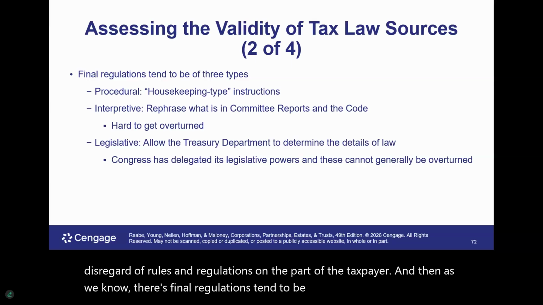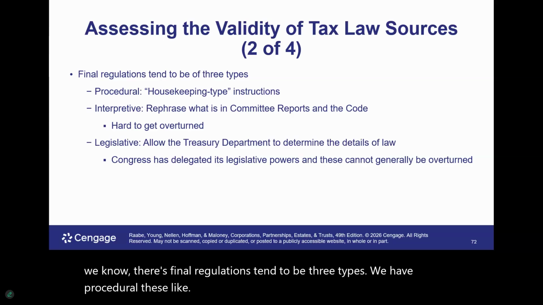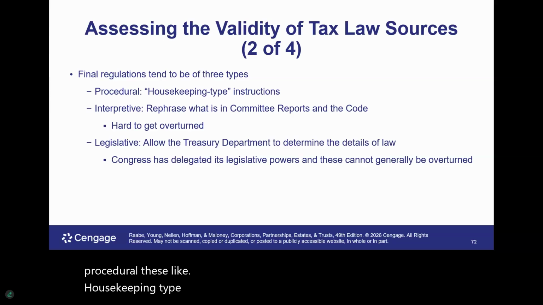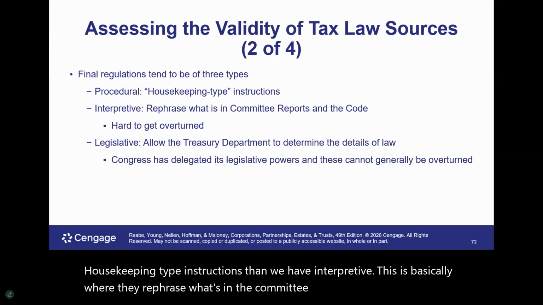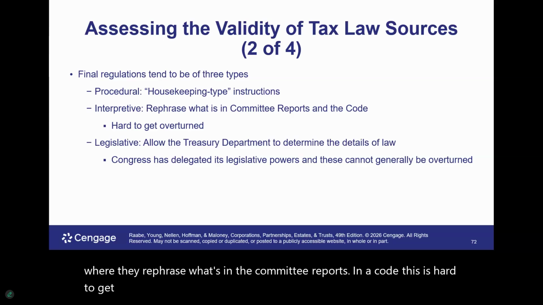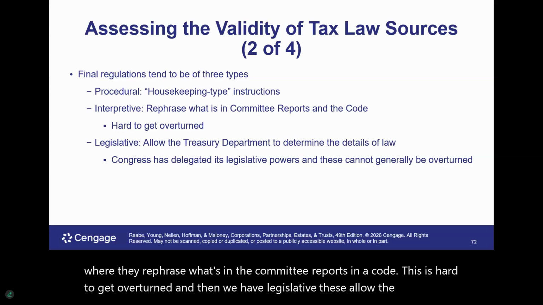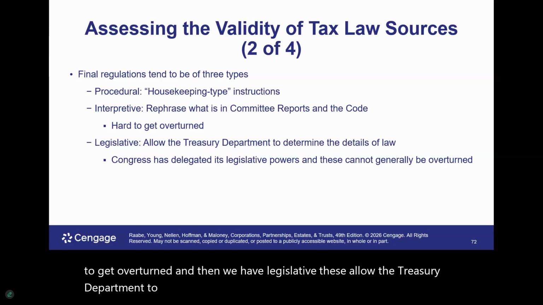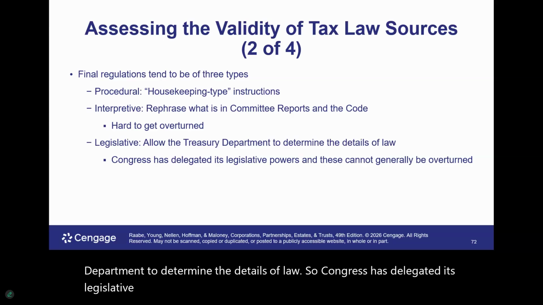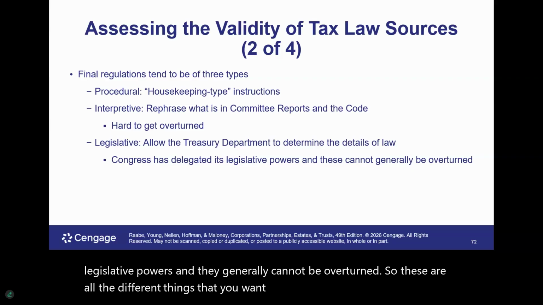We have procedural, these are like housekeeping type instructions. Then we have interpretive. This is basically where they rephrase what's in the committee reports in the code. This is hard to get overturned. And then we have legislative. These allow the Treasury Department to determine the details of law. So Congress has delegated its legislative powers, and they generally cannot be overturned. So these are all of the different things that you want to keep in mind.